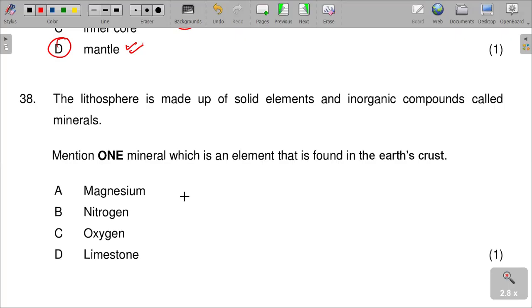The lithosphere is made up of solid elements and inorganic compounds called minerals. Mention one mineral which is an element that is found in the Earth's crust. It is magnesium. Magnesium, A, is correct. It is magnesium which is an element found in the Earth's crust.